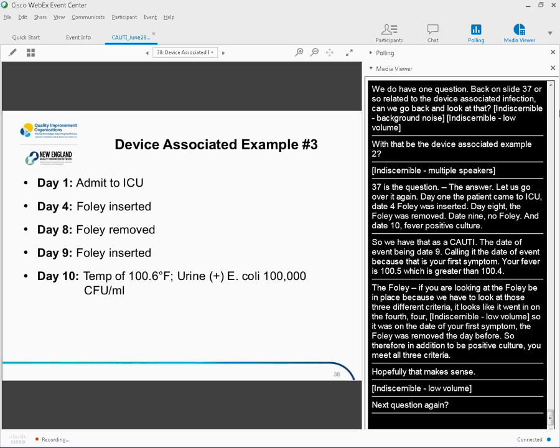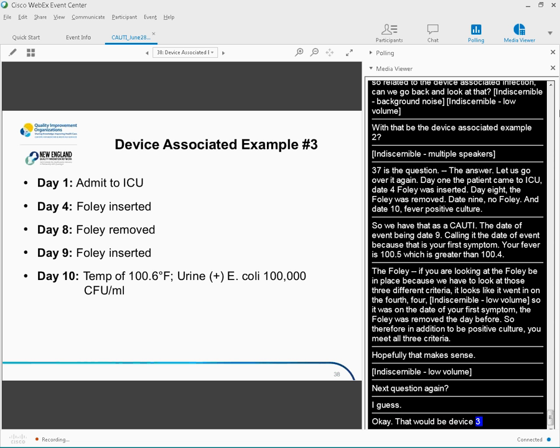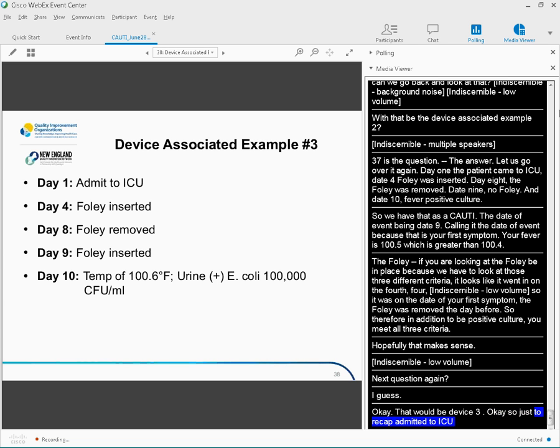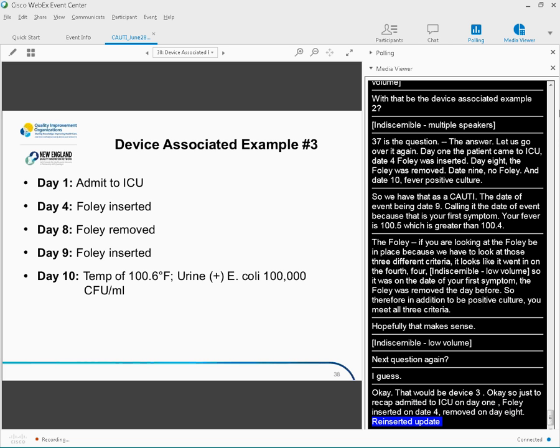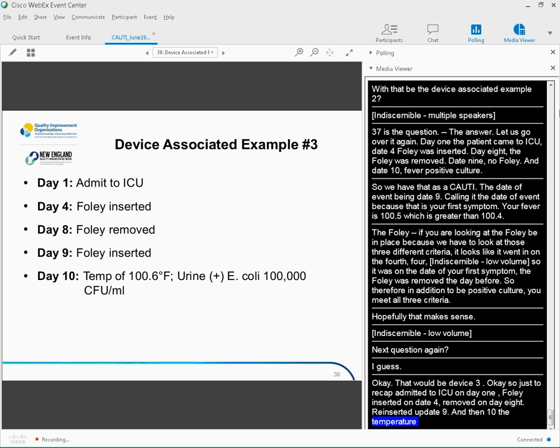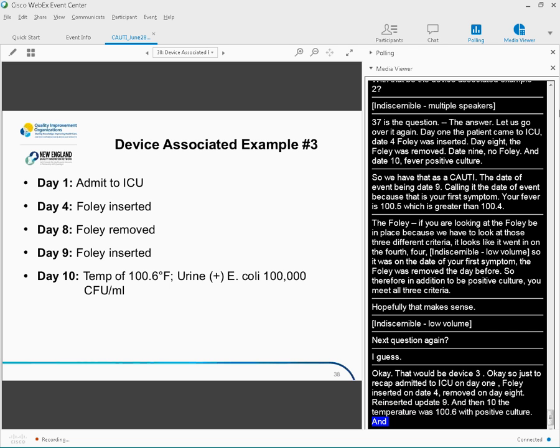Okay. So just to recap, admit to ICU on day 1, Foley inserted on day 4, removed on day 8, reinserted on day 9, and then on day 10, the temp was 100.6 with the positive culture. And we said, true, this is a CAUTI. So day 10 is the day of event because you have your symptom, your fever.